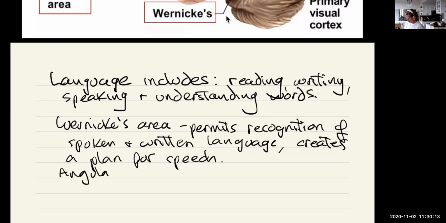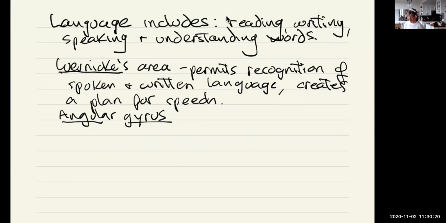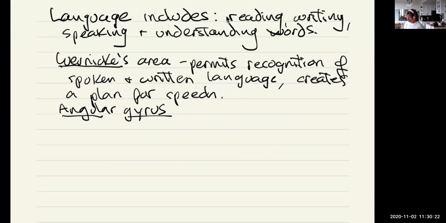The angular gyrus processes text into a form that we can speak.